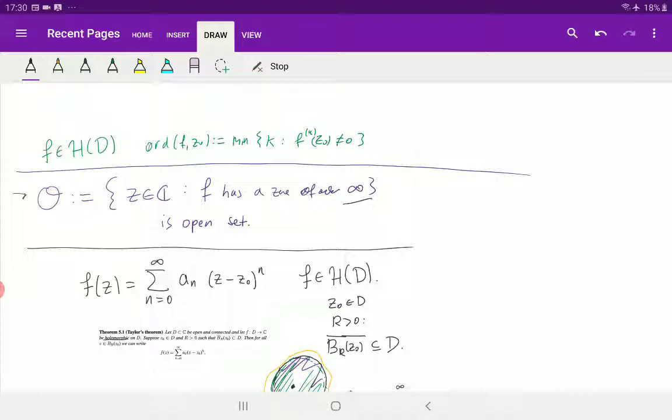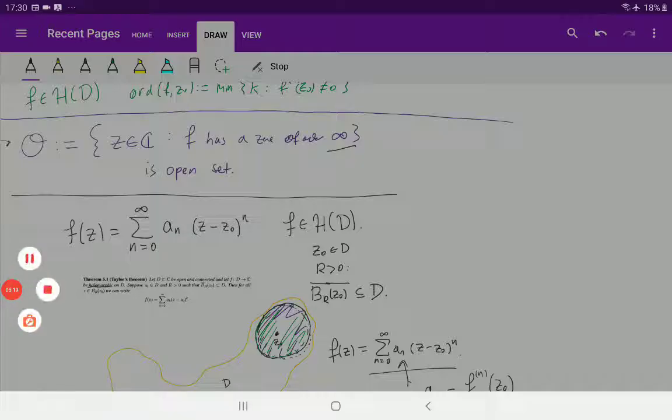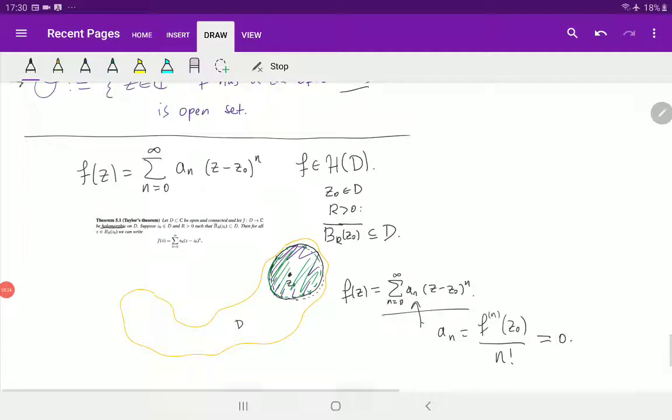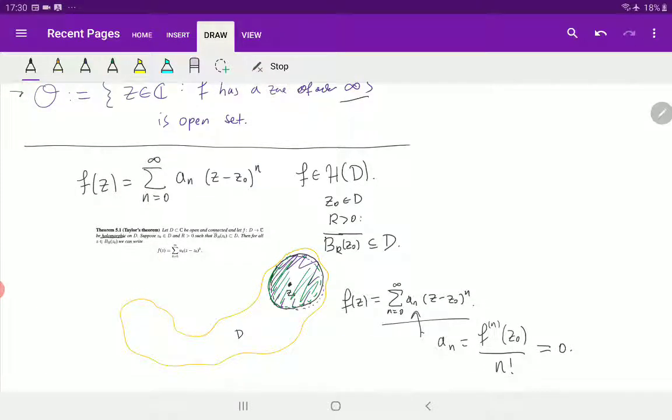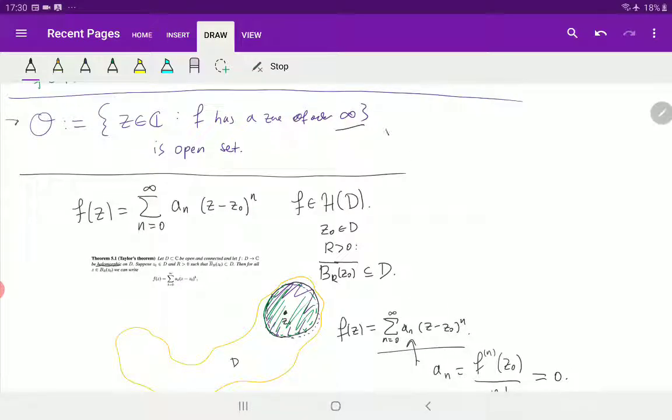Now what we're going to do is also show that this is a closed set as well, and then we'll get the identity theorem. I said a moment ago that it's not true that if f has a zero of order infinity, the function is going to be 0 on the entirety of D. Actually, that does turn out to be the case, but we're going to have to make some further arguments to prove that. And that's where the connectivity of D will come in.